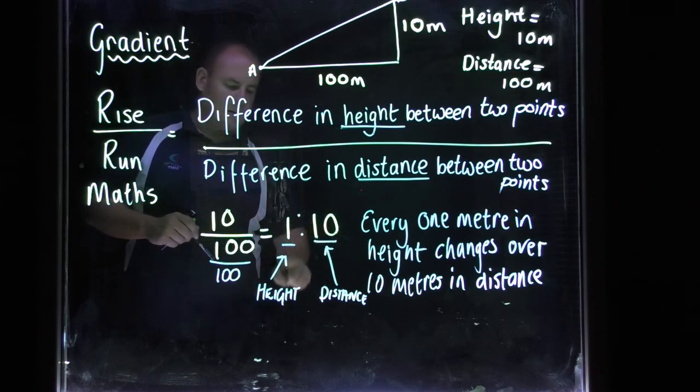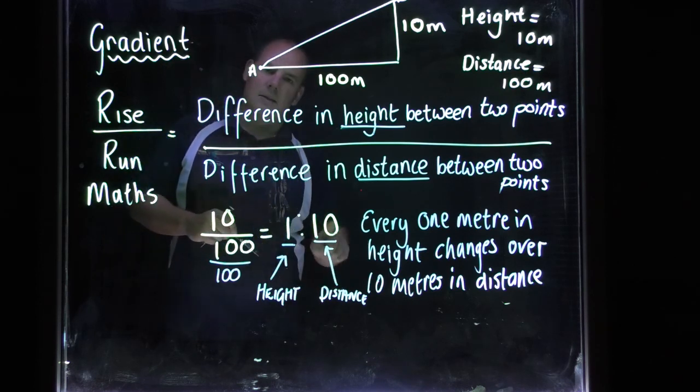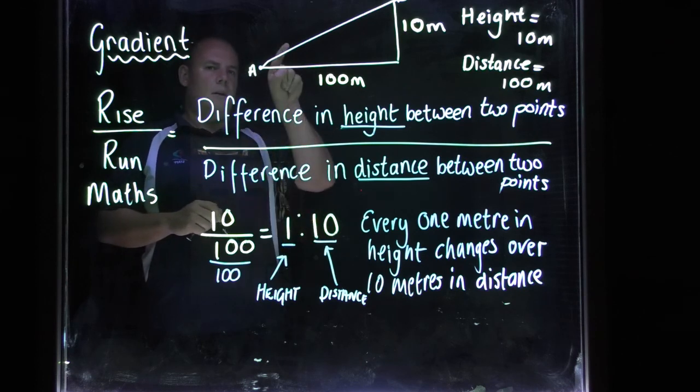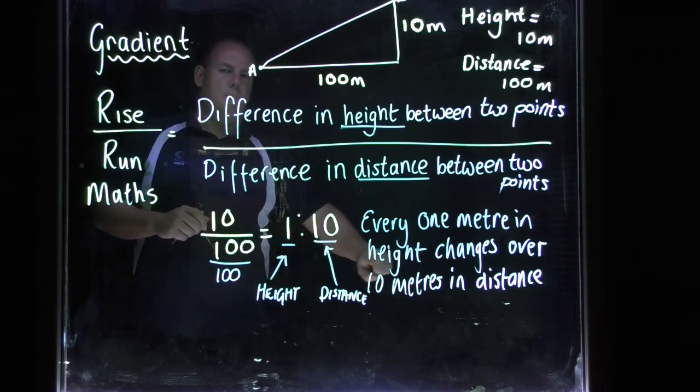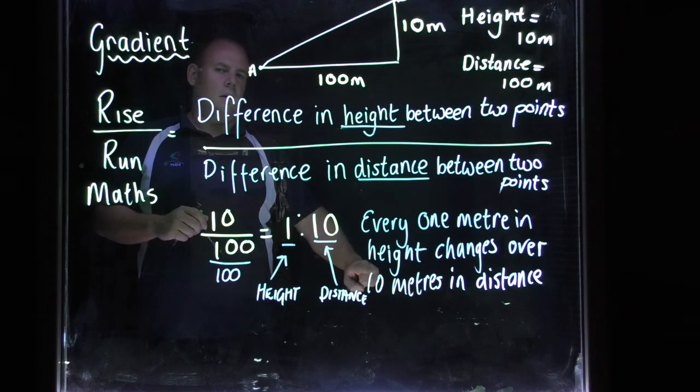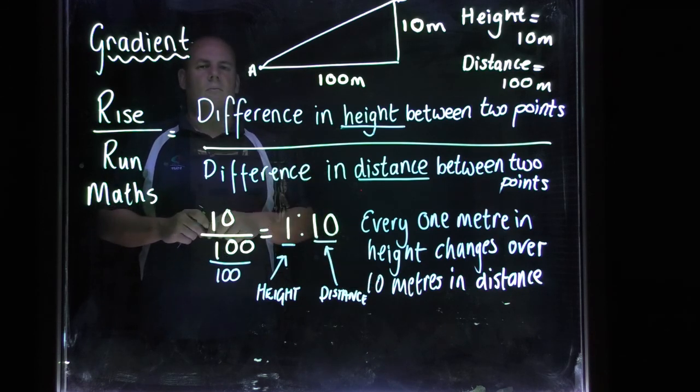And what that means is 1 metre in height, distance is 10. Every 1 metre in height is 10 metres in distance. If we can get that in our heads, we'll make gradient really easy to do.